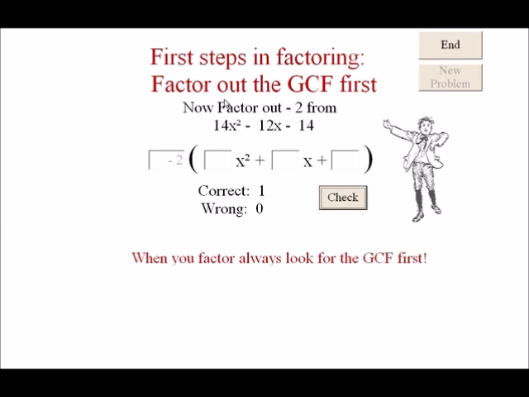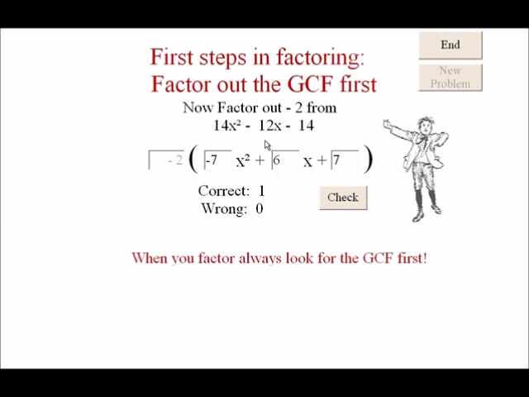Now, when I was doing this program, I thought, they've got to learn how to factor out the opposite of the GCF as well. So we want to factor out a negative 2. It's going to be the same answer except with the opposite signs. So we would factor out negative 2. This would be negative 7, this would be 6, and this would be 7.